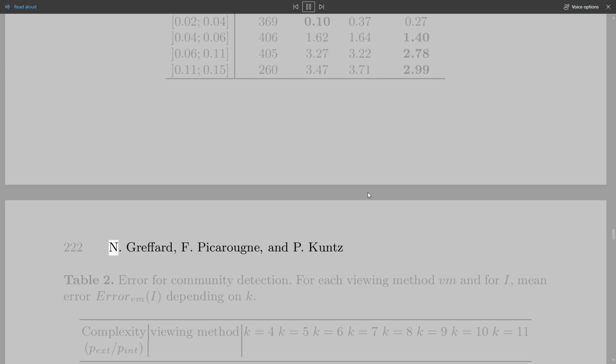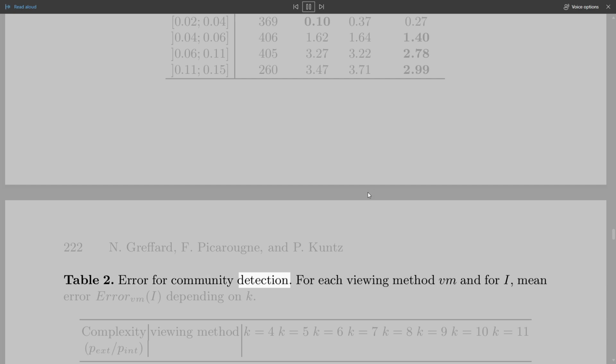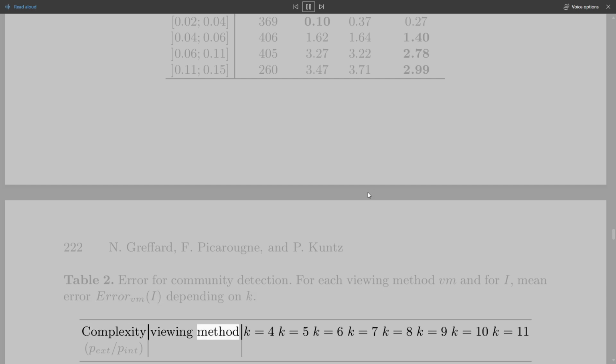Table 2. Error for community detection. For each viewing method VM and for I, mean error I, depending on K. Complexity, viewing method, K equals 4, 5, 6, 7, 8, 9, 10, 11.